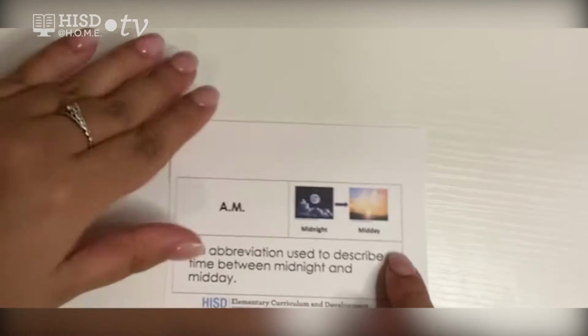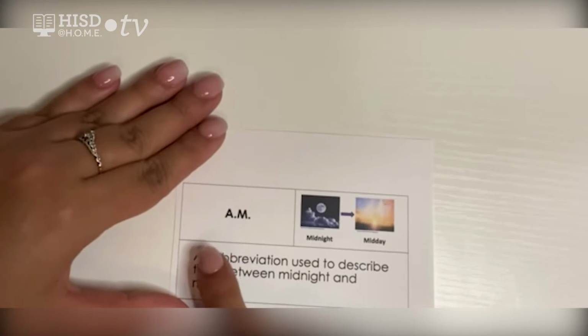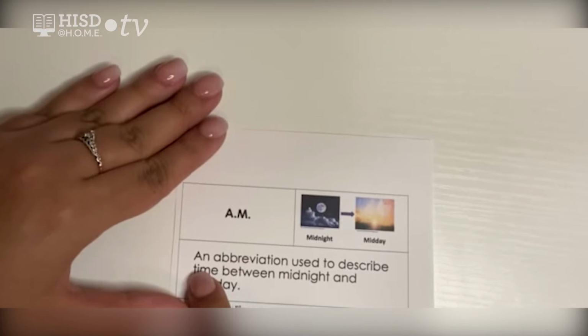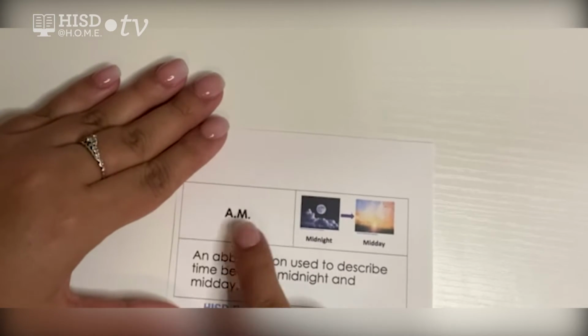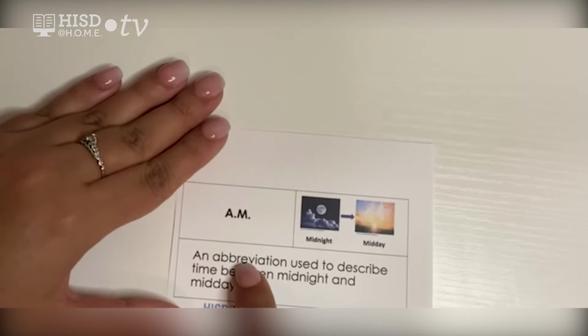Our next word here is AM. Have you guys ever seen this word? Maybe when people are talking about the time of day, like, hey, it's 5 a.m. or it's 5 p.m. And maybe you're wondering what AM means. AM is an abbreviation used to describe time between midnight and midday. So 12 a.m. is 12 midnight, 1 a.m., 2 a.m., things like that.